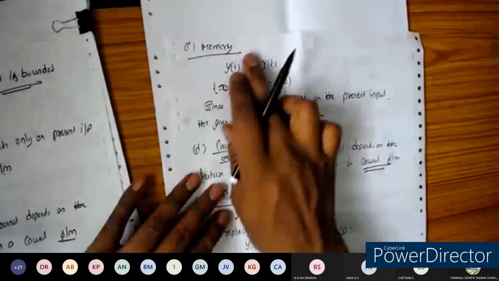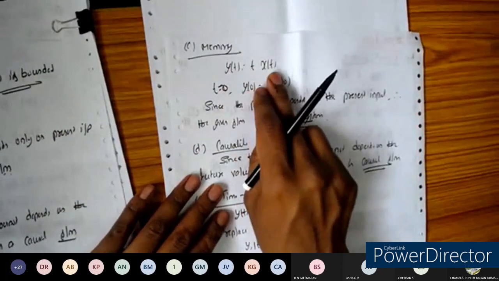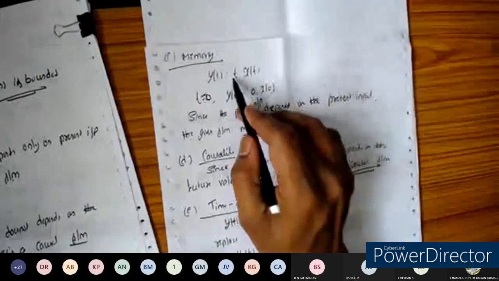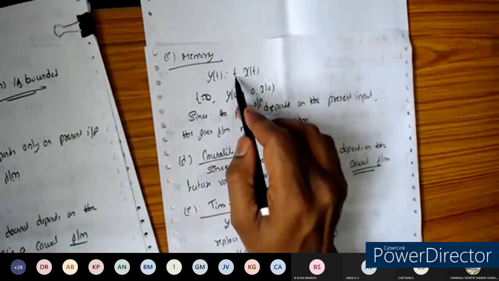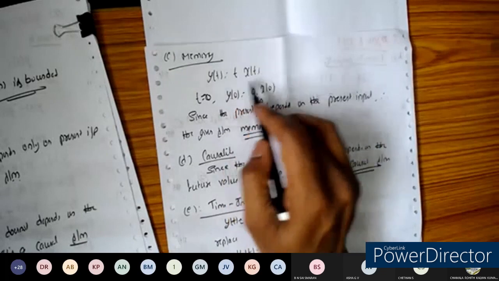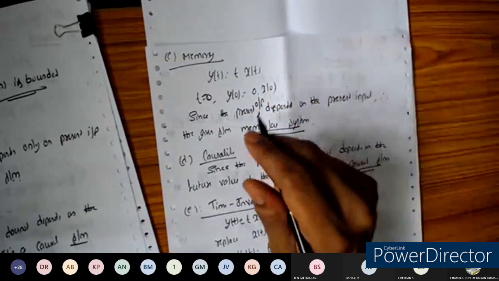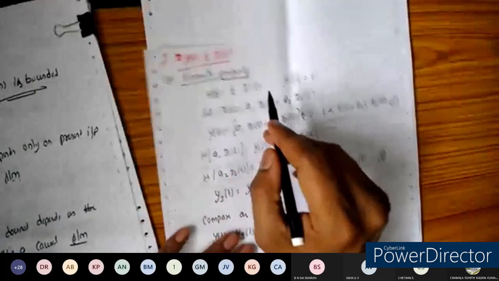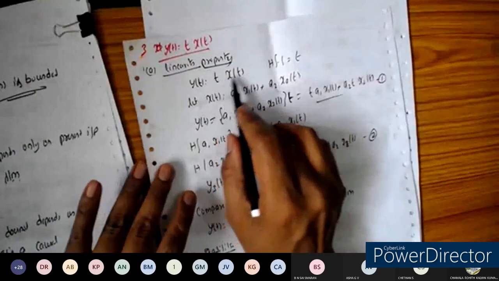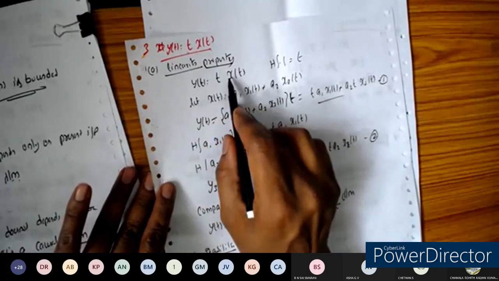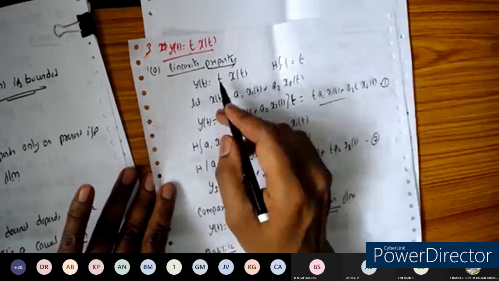For memory, since it depends only on the present t here, we can say it's a memoryless system, and causality also we can see here. Whenever an extra term is there in the output, like t, we can say it's not a time invariant system. So for the system to be linear, only the product should be there in the input output relation.